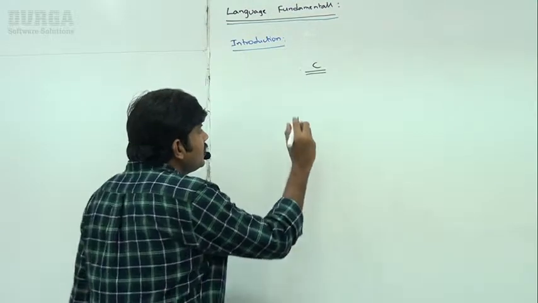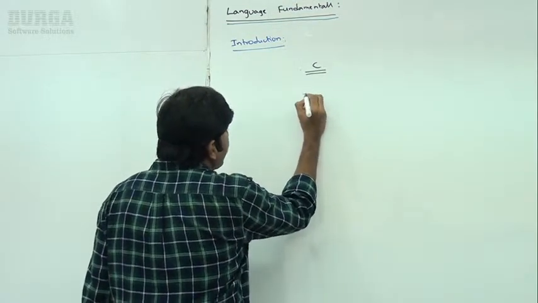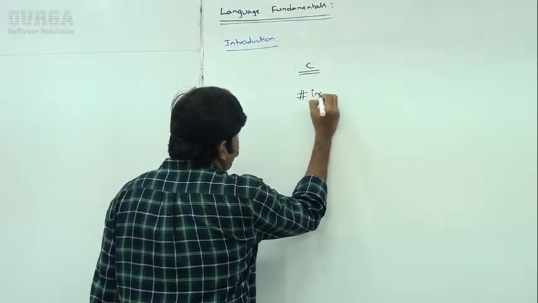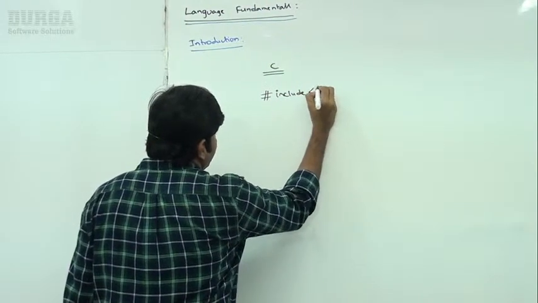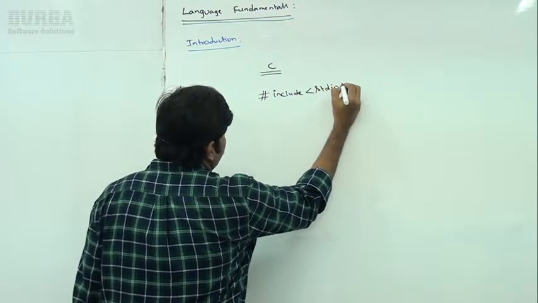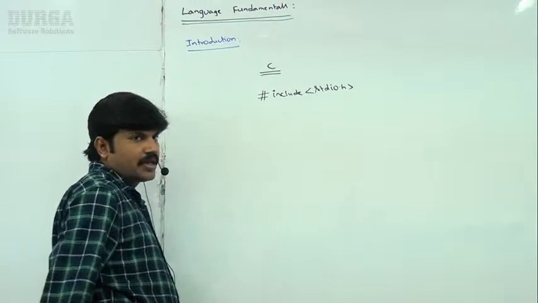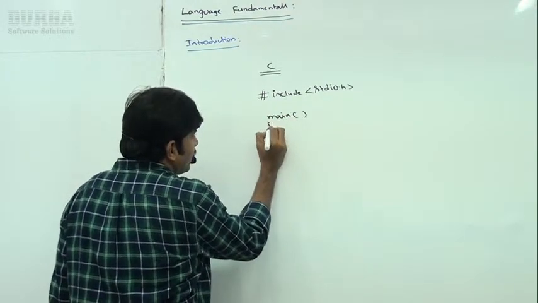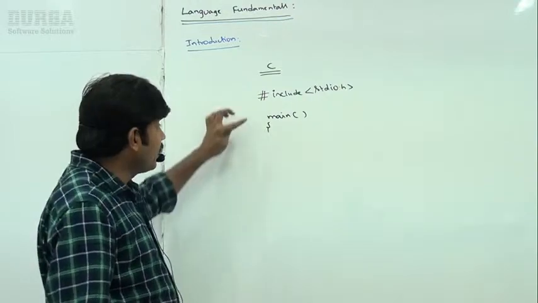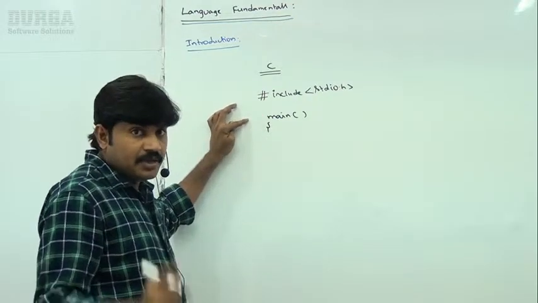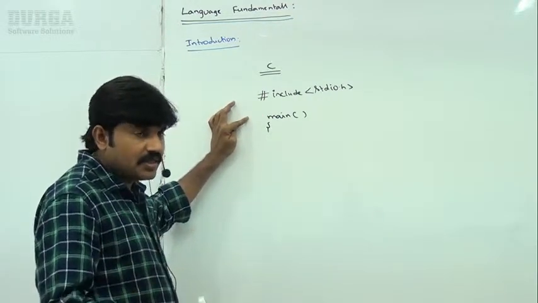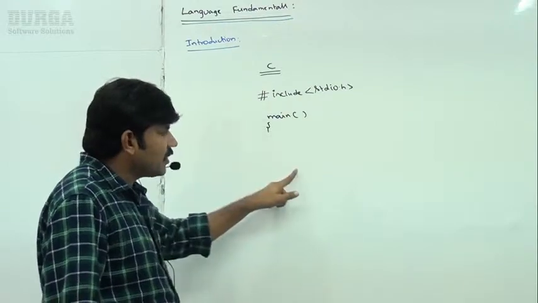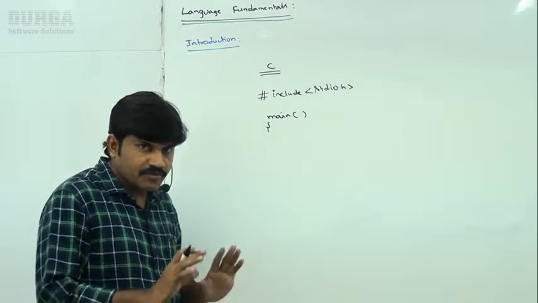Here I'm taking #include <stdio.h>. Next, the main method. Some people may have the doubt: you didn't keep a return type. The default return type is int. If you are not writing return 0, it automatically takes care. We are not required to worry.